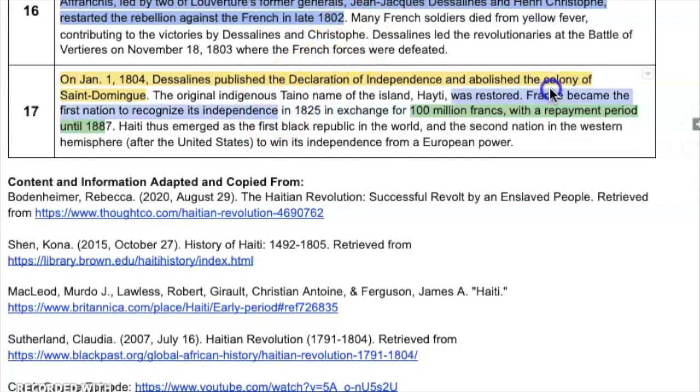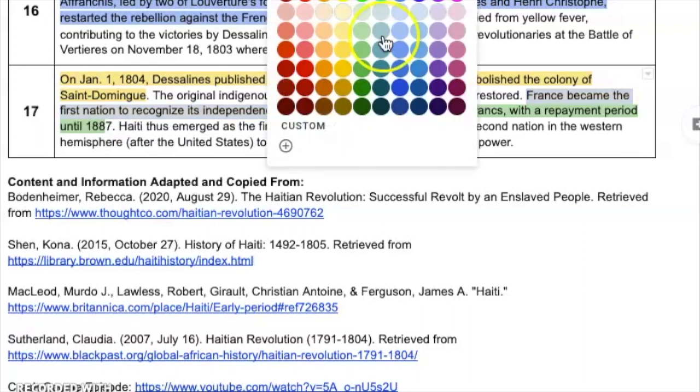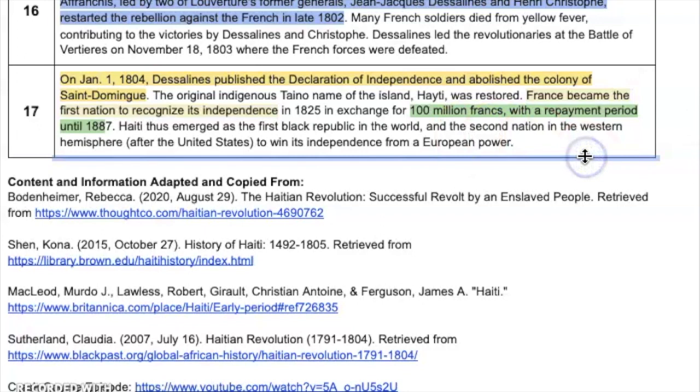So while this is a political thing where France, this is a big move, France officially says we honor and recognize that Haiti is its own nation. They do so with an economic negotiation.